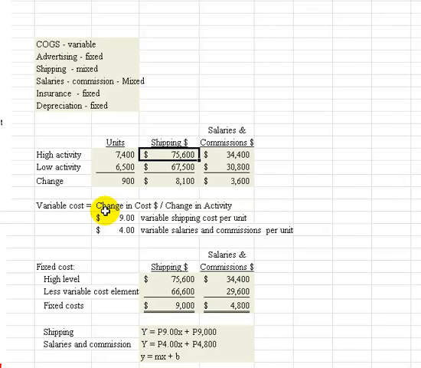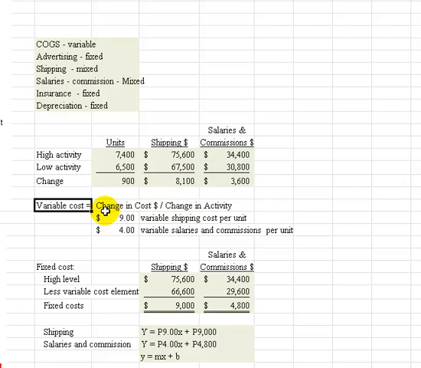We had $75,600. That was given in the problem. Salaries and commissions were 34,400. The low activity, and that's where we were at 6,500 units, shipping was 67,500, and sales commissions was 30,800. Okay, then we compute the change. So we just subtract the low from the high, and here we're subtracting again. That's from cell N48 minus N49.